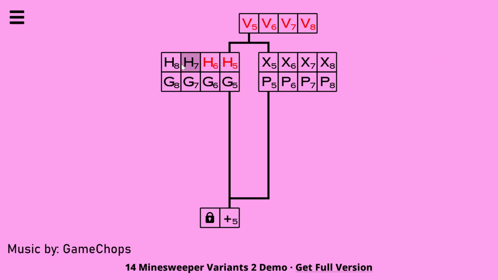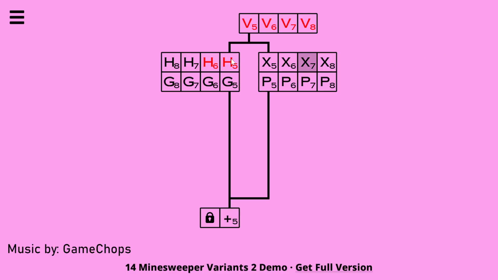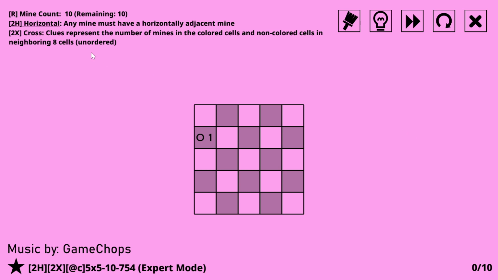Now, the most basic way to combine variants is one on the left and one on the right. Because the ones on the left will alter how mines are placed, the ones on the right will alter how numbers work. So you always have one that is about how mines are placed, one about how numbers work. So we gotta just play this. Alright, horizontal and cross makes sense.